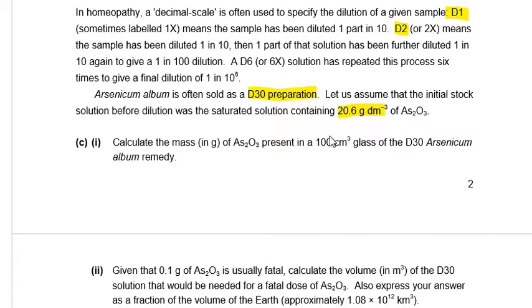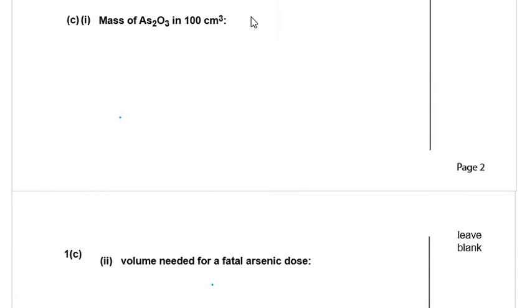So the question then asks us to calculate the mass in grams present in a 100 centimetre cubed glass of the D30 remedy. So using the information that we have here in the volume they've given for us, let's have a go at this. So here we can see they've asked us for the mass of As2O3 in 100 centimetres cubed, and we should remember that in the saturated stock solution there's 20.6 grams per decimetre cubed, and we're working with a solution factor of D30.